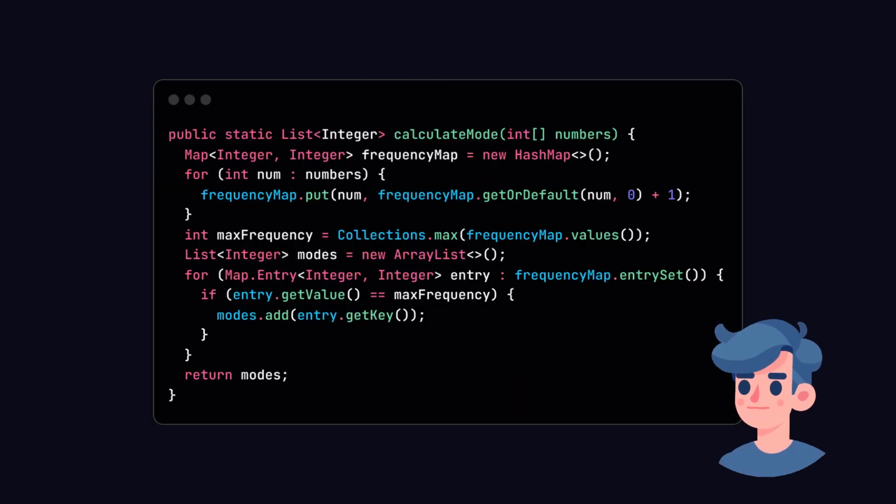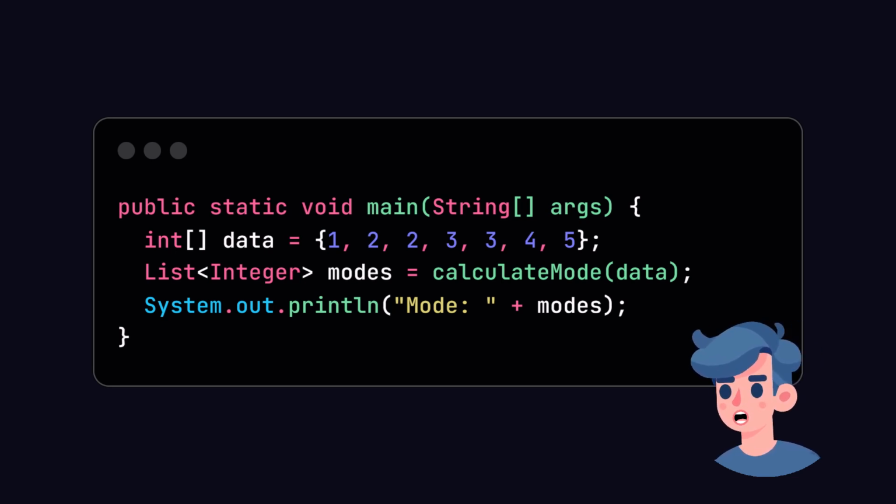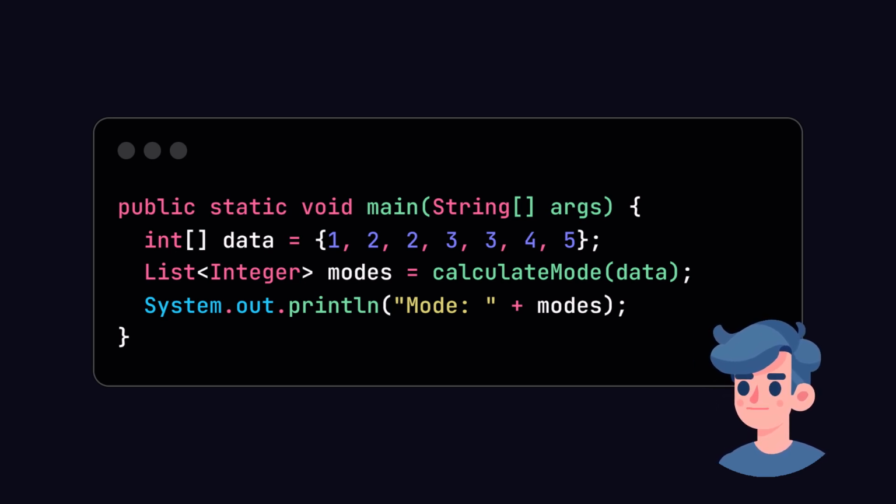To find the mode, we'll use a hash map to store frequencies of each number in the array. Let's write the exciting part of the code now. In the calculateMode method, we first create a hash map to maintain the frequency count of each number. We loop through the numbers, populating the map with counts. After that, we determine the maximum frequency in the map. Finally, we collect all numbers that match this maximum frequency and return them in a list.